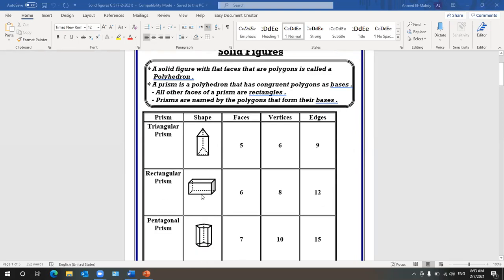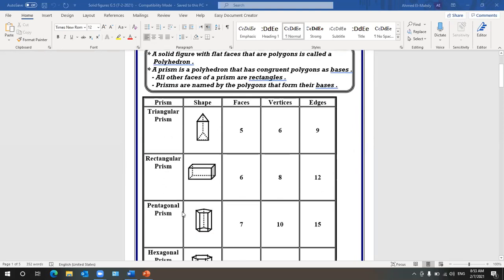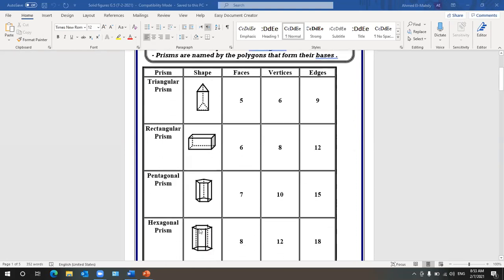The base here is a rectangle, it will be a rectangular prism. The base here is a pentagon. If we count the sides, there are 5 in the base. It will be a pentagonal prism. And this one, hexagonal prism. We have 6 sides in the base here. It is a hexagon, so it will be a hexagonal prism.